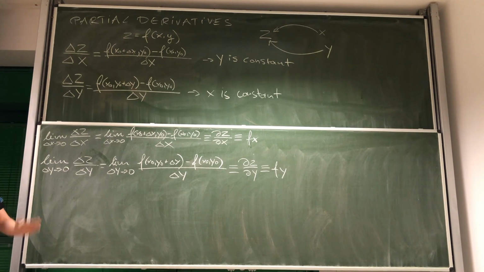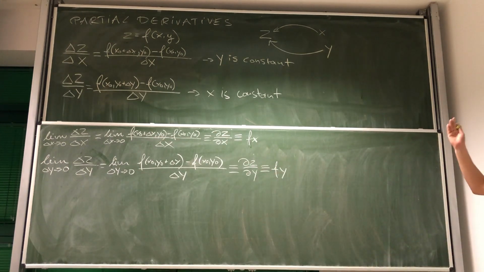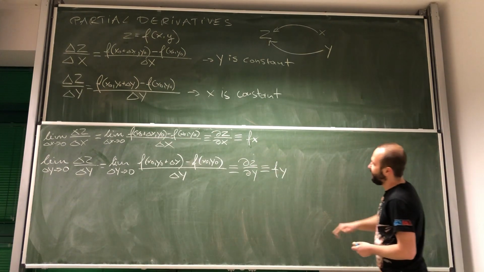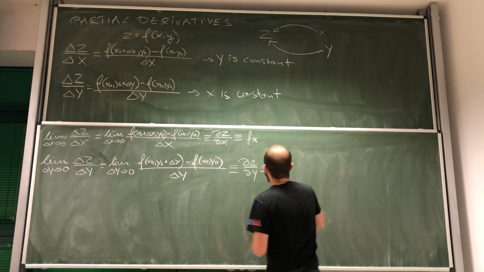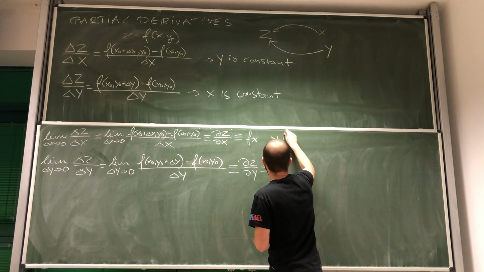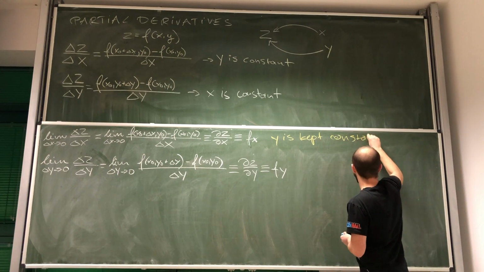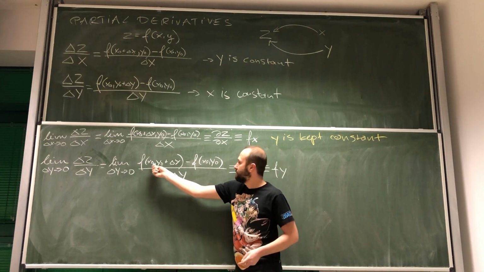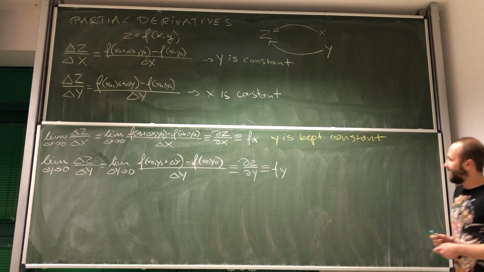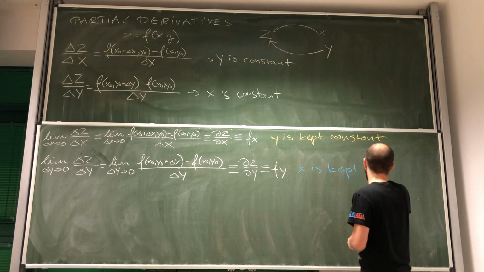Now, remember, because this is actually the entire key to calculating partial derivatives. If I calculate the partial derivative with respect to x, y is at the same level, which means y is kept constant. And over here, x is still at x0, so x is kept constant.